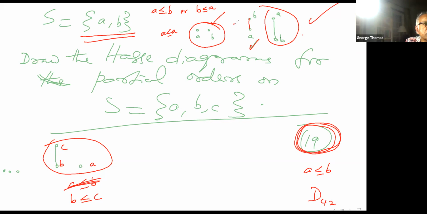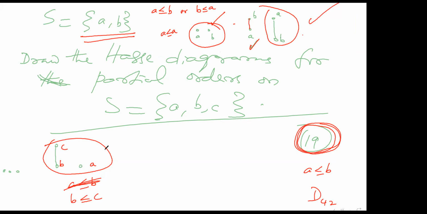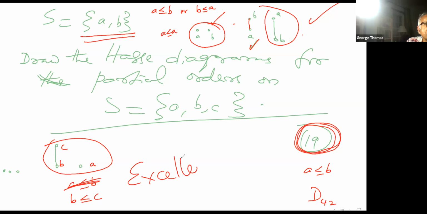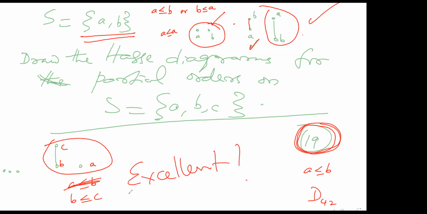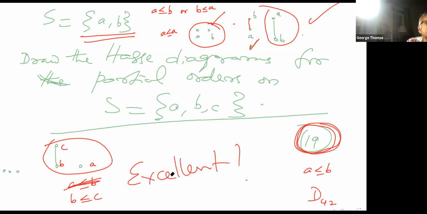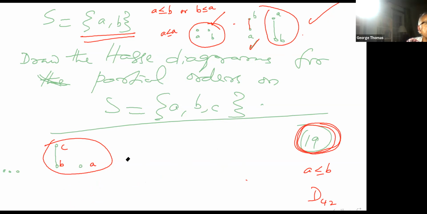Here is a partial order. Is this a total order or partial order? Partial order. Why? Since A is not connected with B. Exactly. Excellent. You understand now, guys, do you? Yes, sir. Out of this, there are 19 partial orders you can find.